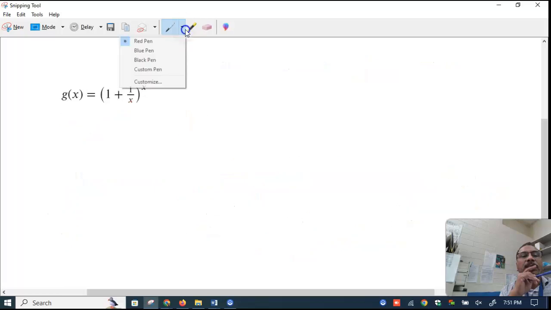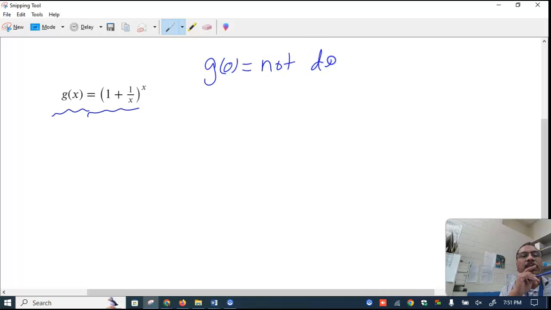Let's move to another one. Next one is g of x. So what do you think it will be? Again, you can see, let's put g of 0. We cannot, this is undefined, right? So we can't have 0, not defined. Okay? So can we think of a smaller number, like what is g of 0.5? That will be like a half, right? So it is like 1 plus 1 over 0.5, raised to 0.5.